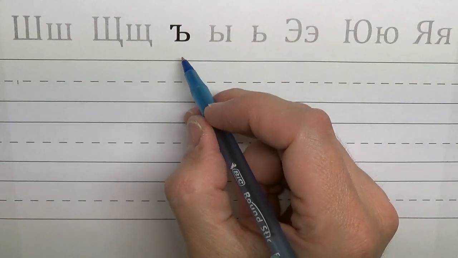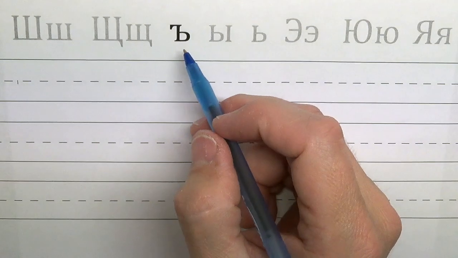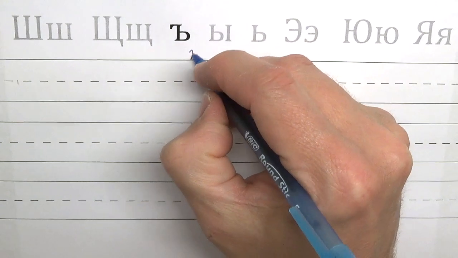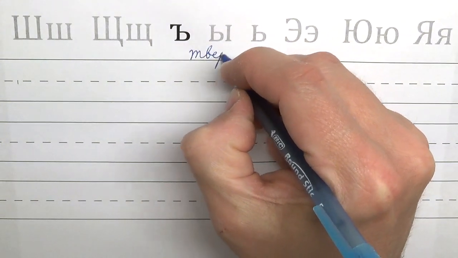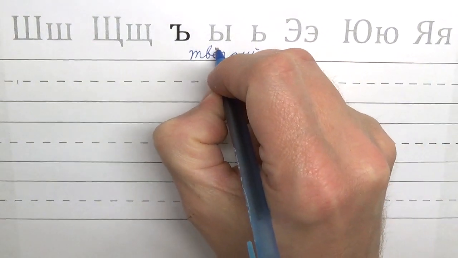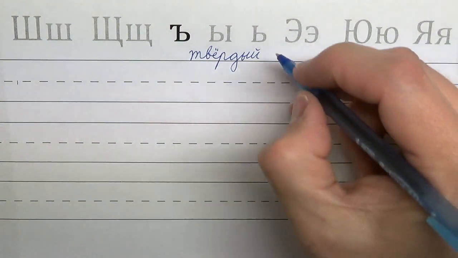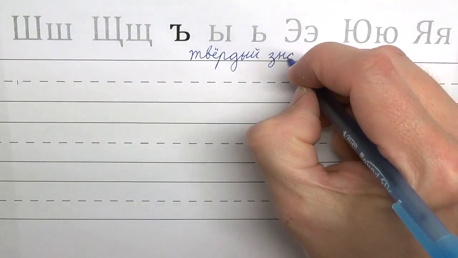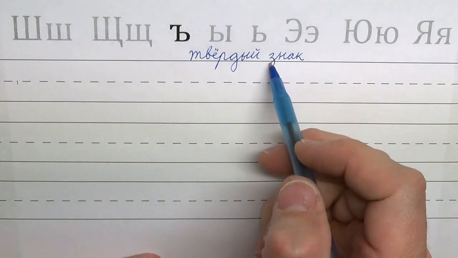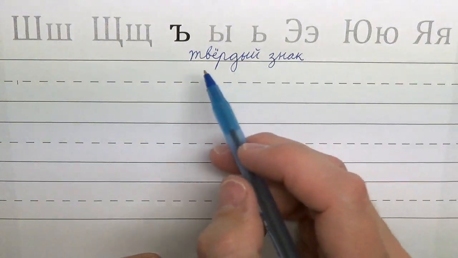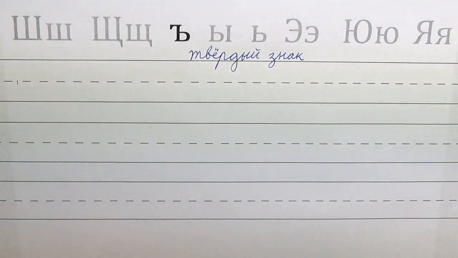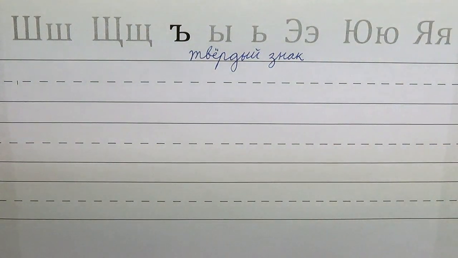The next letter in the Russian or Cyrillic alphabet is called tvyordый znak. I'll go ahead and write out the name of this. It's not actually a letter, but I'll put the two dots on the yo. It is a sign. So tvyordый means hard, znak means sign. So tvyordый znak means hard sign. That's the name of the letter and has to do with its function in words.